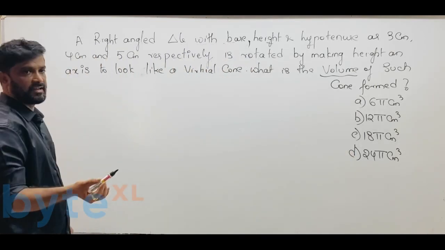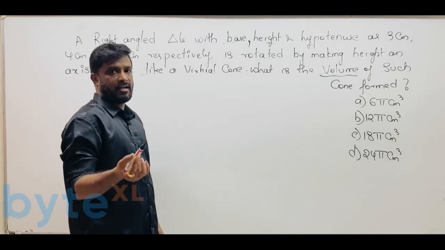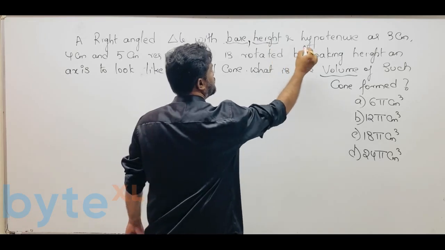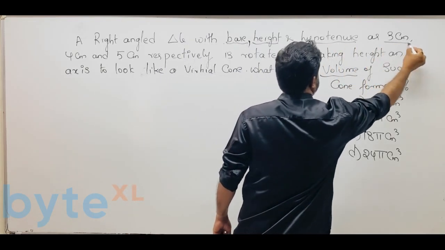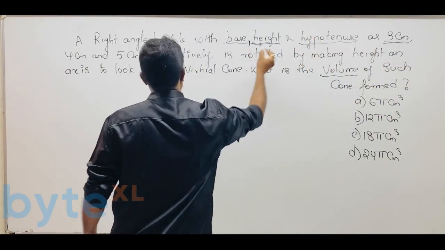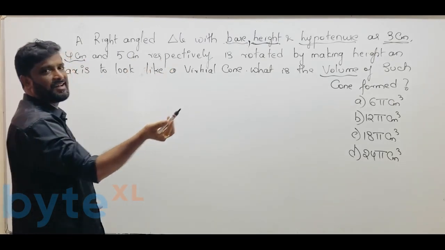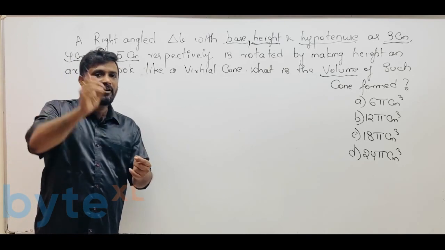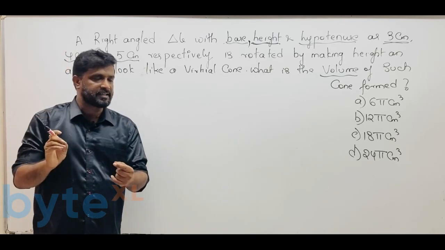There is a right angle triangle. Any triangle, right angle triangle, will have 3 dimensions: base, height and hypotenuse. The base is 3 centimeters, and the height is 4 centimeters. And obviously the hypotenuse will be 5 centimeters, right? Because everybody knows that 3, 4, 5 is a very famous Pythagorean triplet.